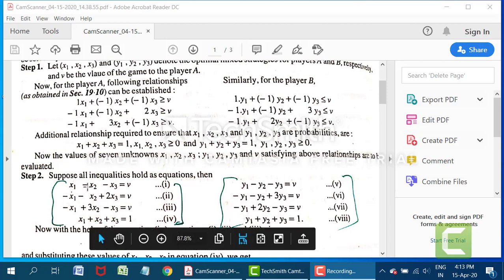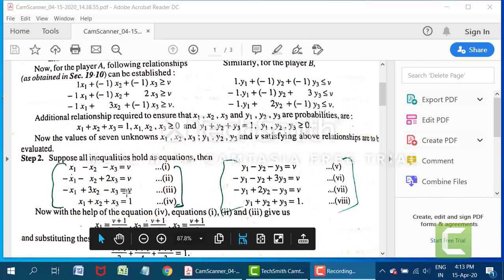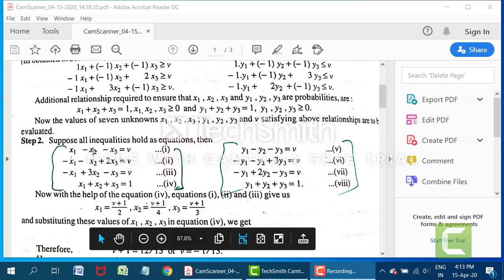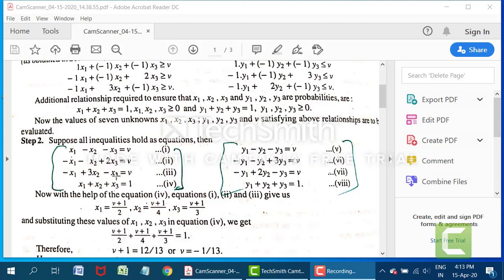Then these three equations become like this: x1 minus x2 minus x3 equal to nu, minus x1 minus x2 plus x3 equal to nu, minus x1 plus 3x2 minus x3 equal to nu, and finally, the summation of all the probabilities equal to 1: x1 plus x2 plus x3 equal to 1. So these are the four equations in four unknowns. You can solve these simultaneous equations and find out the value of each and every variable.